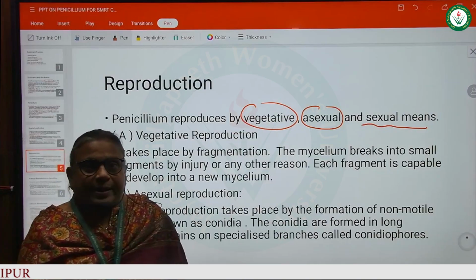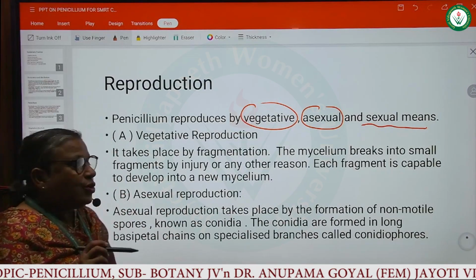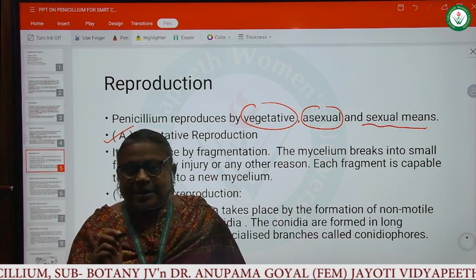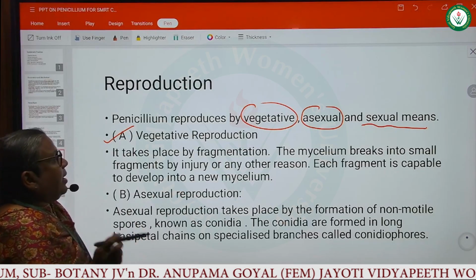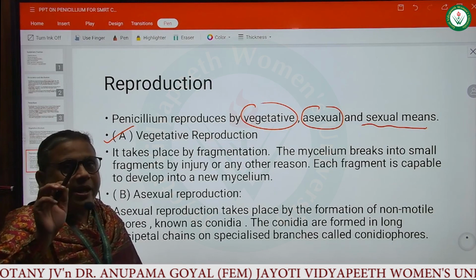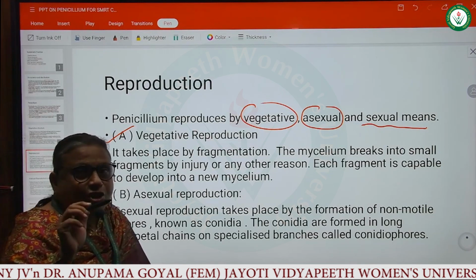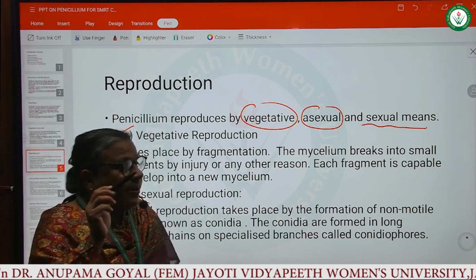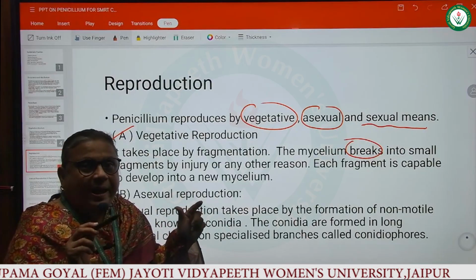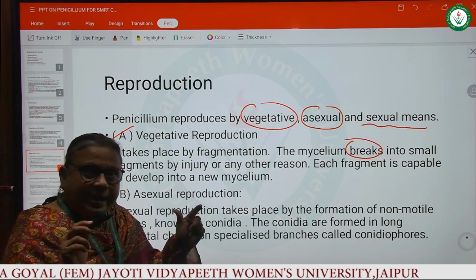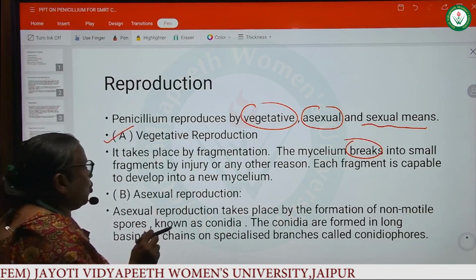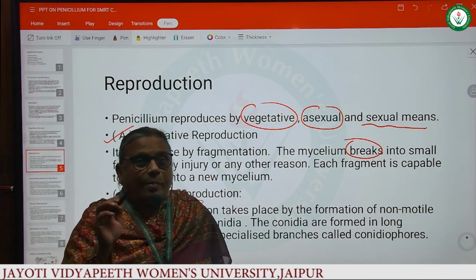First of all, students, I would like to talk about the vegetative reproduction in the fungus Penicillium. Vegetative reproduction takes place by fragmentation. In fragmentation, the mycelium breaks into small fragments by injury or by any other reason. Each fragment is capable of developing into a new mycelium.